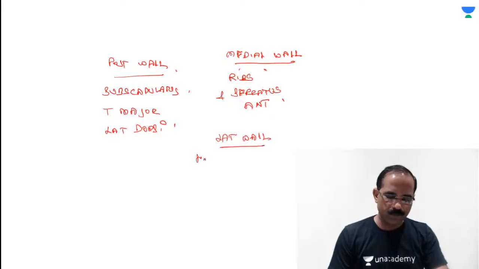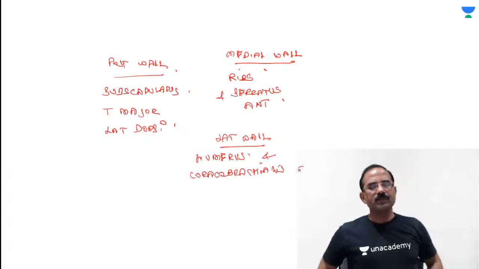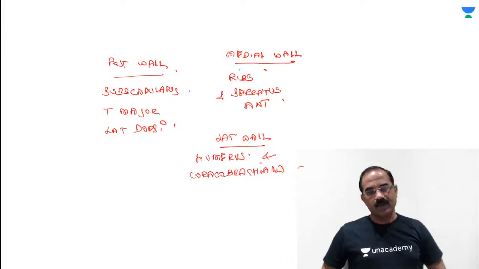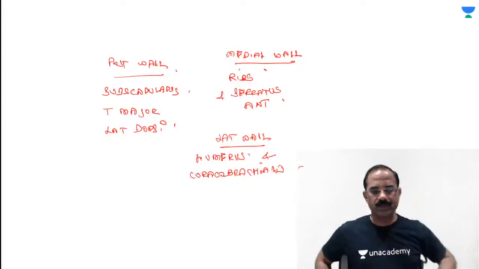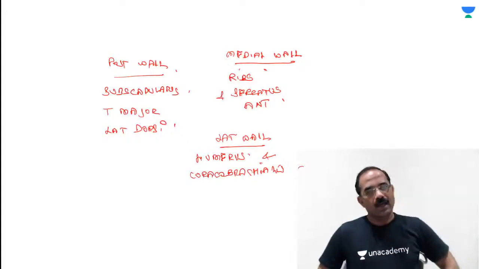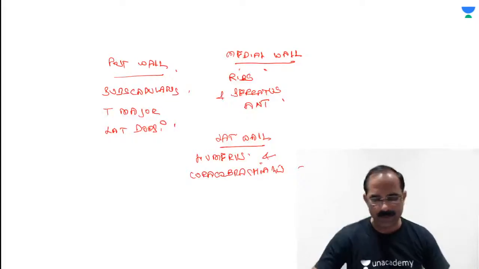And the lateral wall is formed by humerus and coracobrachialis. The lateral wall of the axilla will be formed by the humerus and the coracobrachialis. I hope this is clear to all of you. Ye main dikhata hu.